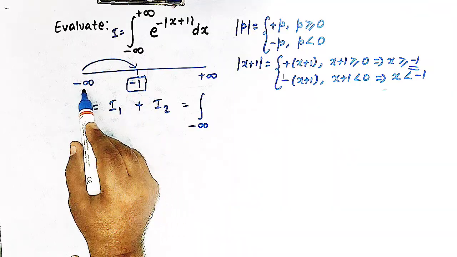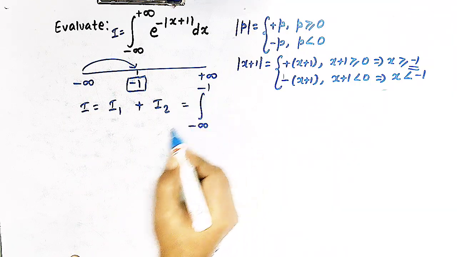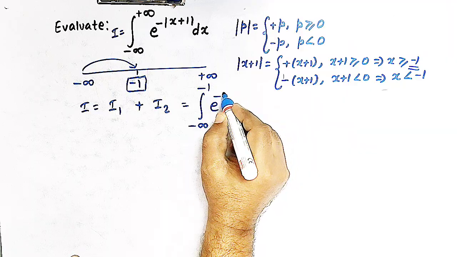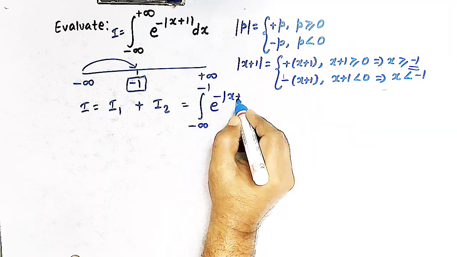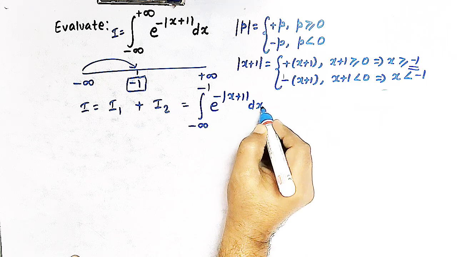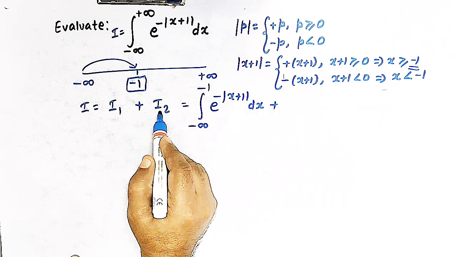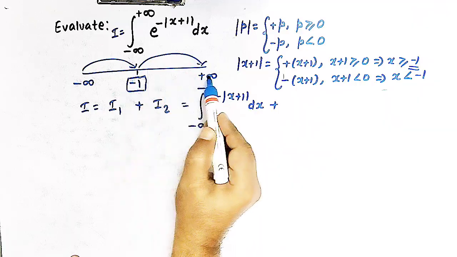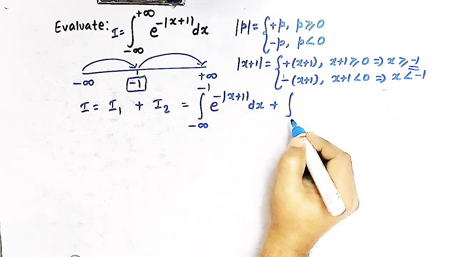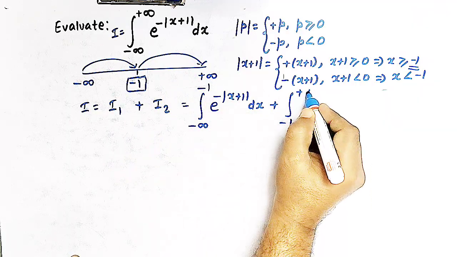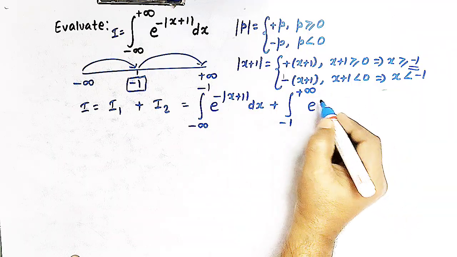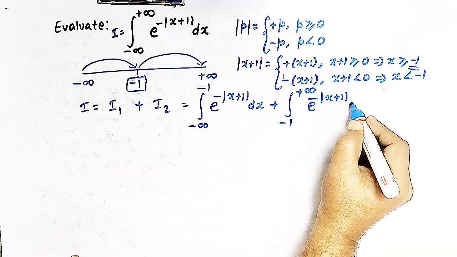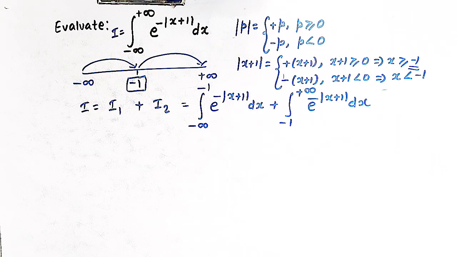So first we'll write minus infinity to minus 1, and here we have e raised to negative of mod of x plus 1 dx, and then we have I2. So I2 is from minus 1 to positive infinity. So we have minus 1 to positive infinity, and here we have e raised to negative of mod of x plus 1, and here we have dx.